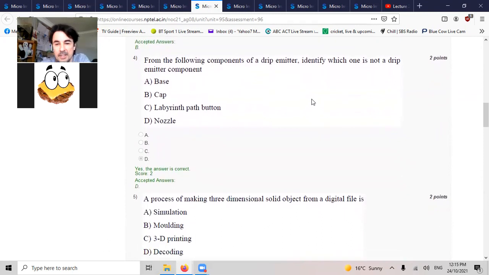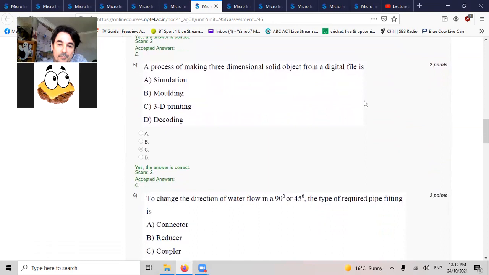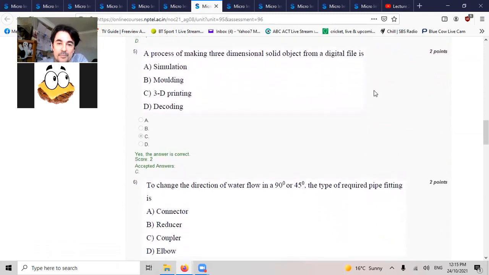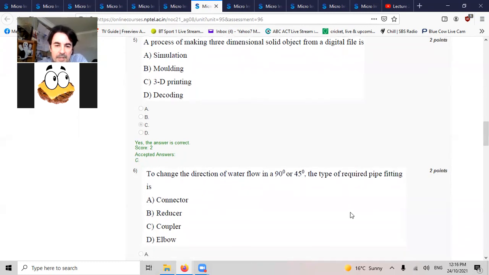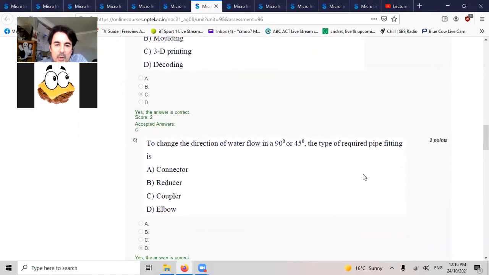Process of making 3D solid objects from a digital file is printing it. Change the direction. With the printing, they've made some really good printing of their own tips of the emitters, and you can get some programs off their websites and stuff, for free. And you can print out your own little tips, high flow ones, and different stuff that tests them. It's pretty cool. To change the direction of water flow from 90 to 45, the fitting requirement is elbow.